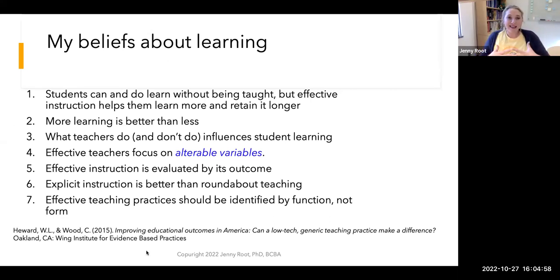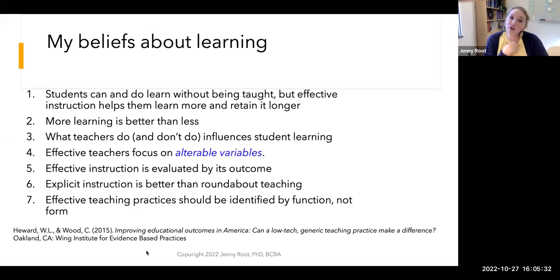So the first is I think that all students, whether you're thinking about a preschool student, an 8th grade student, an adult in CTE, everybody can learn without being taught. But effective instruction helps us to learn more and retain it longer, right? So I come from the perspective of wanting to make sure our instruction is as robust and effective as possible, right? I think more learning is better than less learning. And that relates to what strategies we use and how we prioritize things.